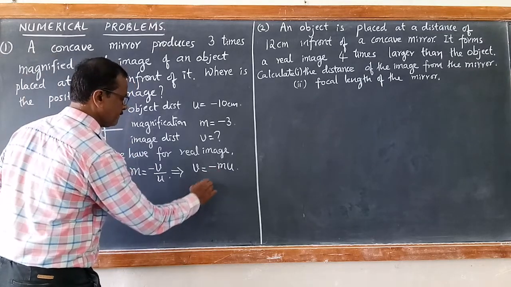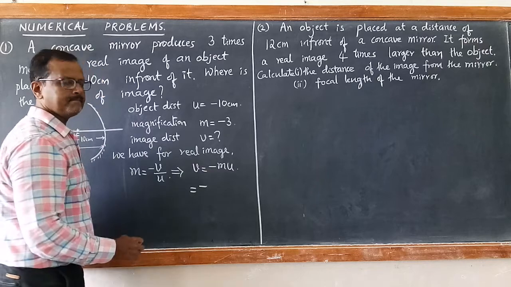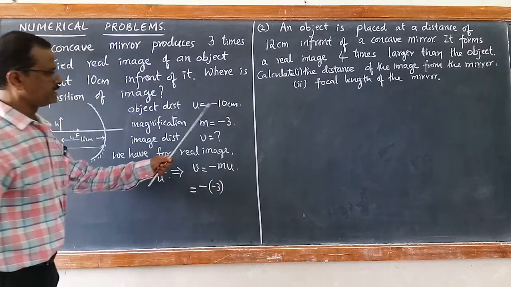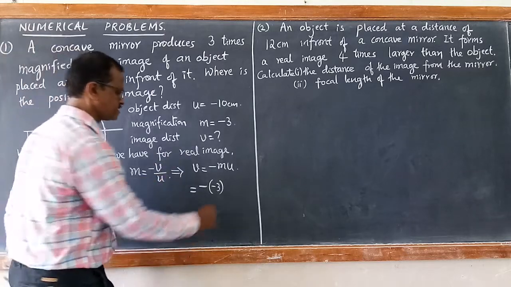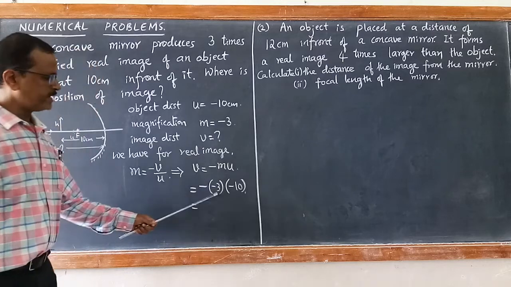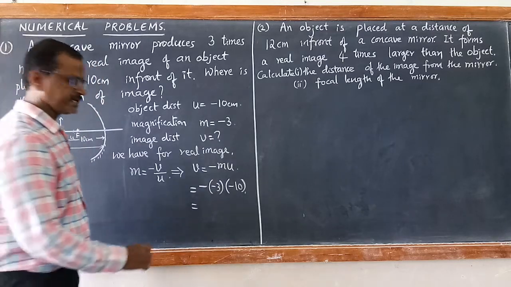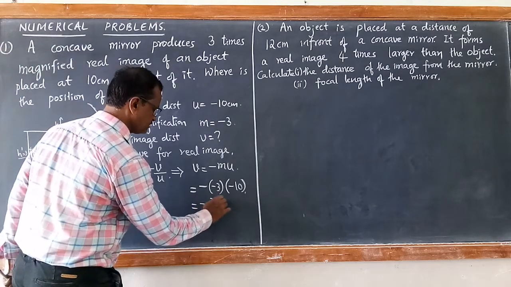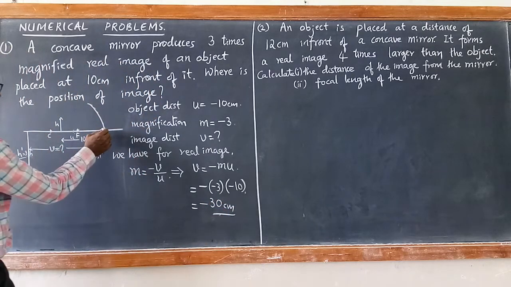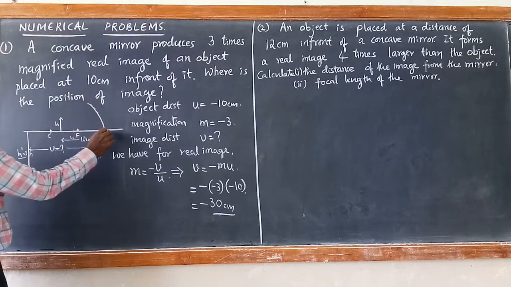That's equal to minus M. What is M? Minus 3. What is U? Minus 10. So it becomes minus of minus, which is plus. Plus into minus becomes again minus. So thus it becomes minus 30 cm. So the location of the image is minus 30 cm from the pole.